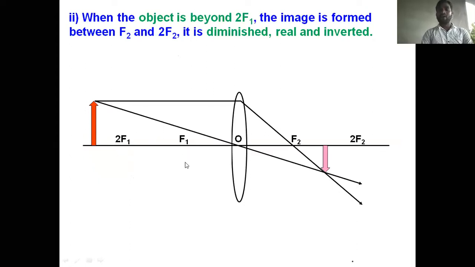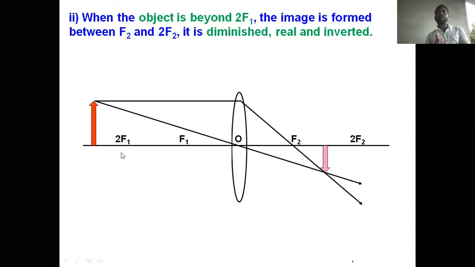The distance from the optic center to f1, the same distance it has from f1 to 2f1. So simply, 2f1 means 2 times the first focus distance from the optic center. Suppose the distance from focus 1 to the optic center is 10 centimeter, then at 2f1 we get 20 centimeter, 2 into 10. So the distance from O to f1 is equal to the distance from f1 to 2f1. That we can call 2f1.